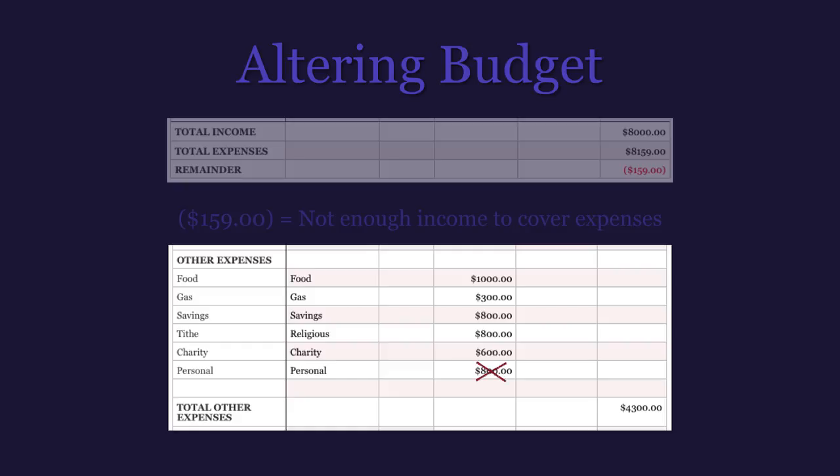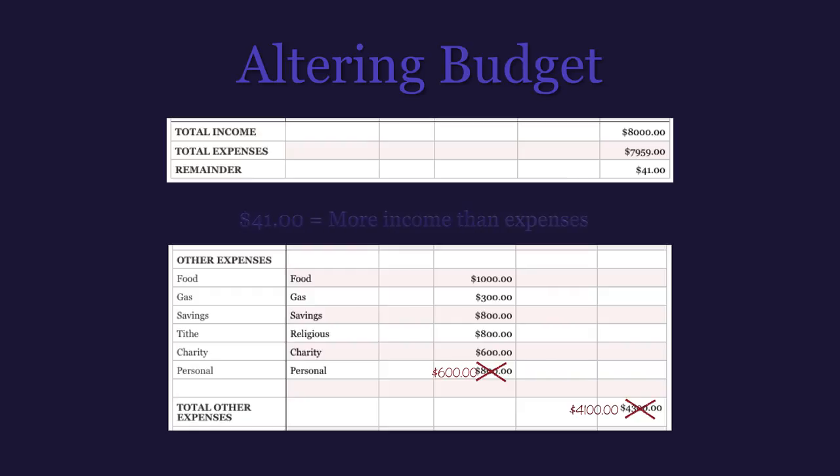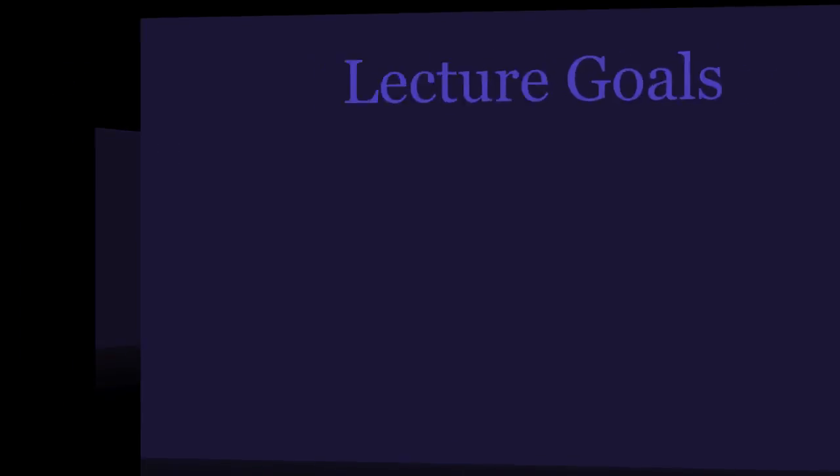So what we want to do is find that area, make the adjustment that we want, which will then change our total, and that will essentially balance our budget. So that gave us a positive of $41 because we changed it from $159 in the hole. We changed it by $200, which gave us $49 over budget, which means we've got more income than expenses.